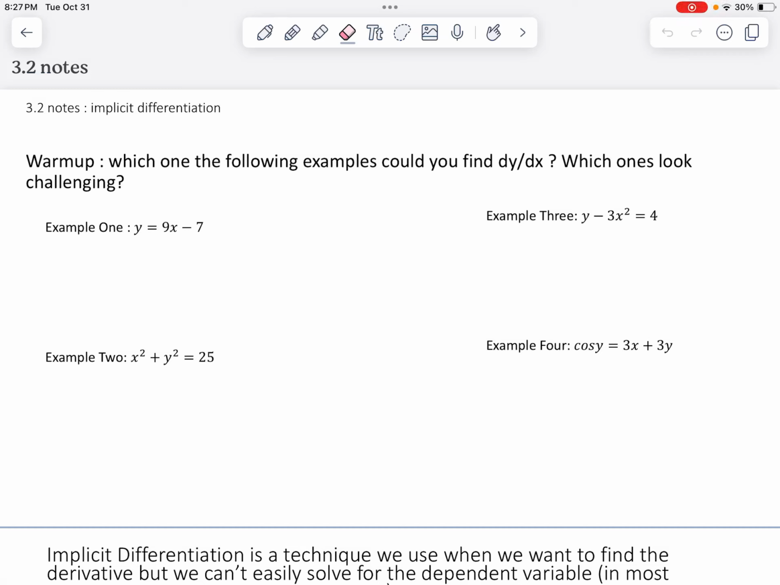This is called implicit differentiation. And so that is the technique we're going to use to find the derivative. But before we get there, we're going to look at this kind of warm up. And this says, which of the following examples could you find dy/dx? Which ones look more challenging?